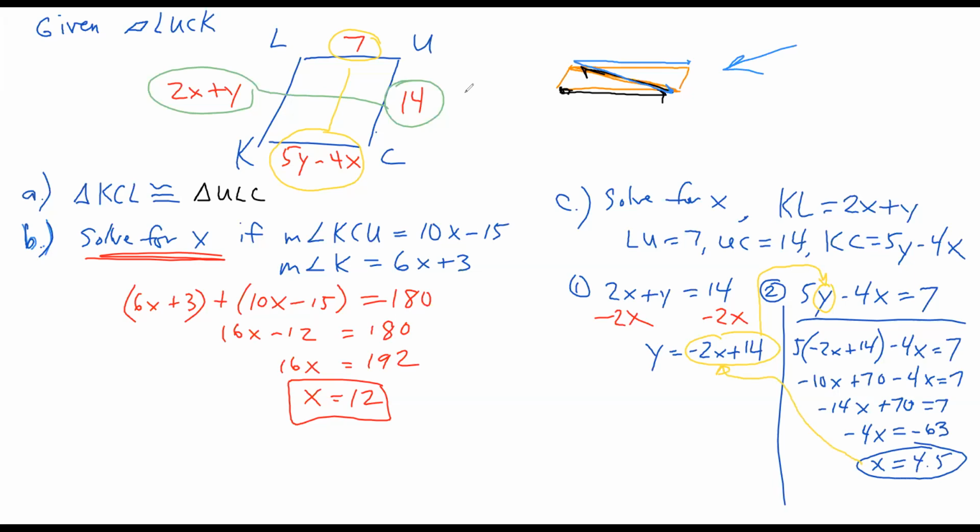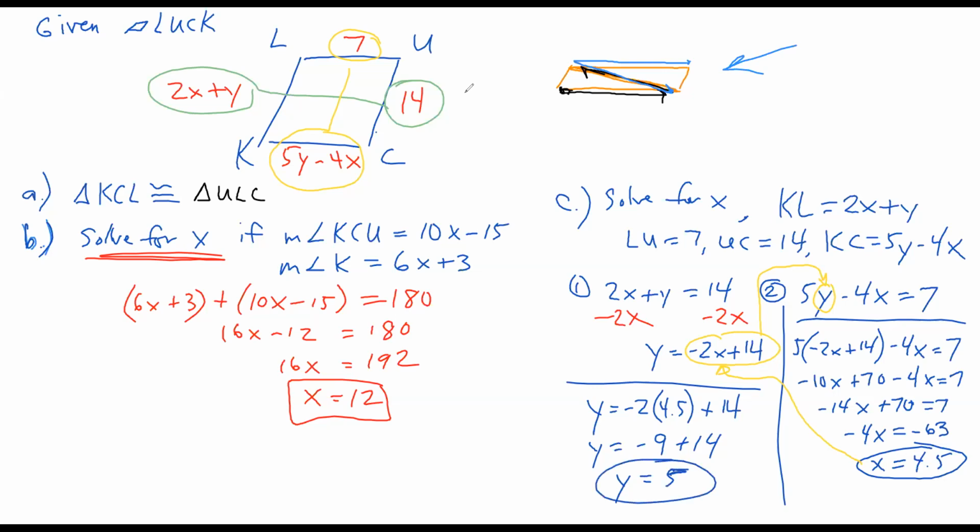So now we have y equals negative 2. Plug that x in. That's 4.5 plus 14. So y equals negative 9 plus 14. y equals 5. So now you have both values. You have the x and the y. You could even write them as an xy pair if you wanted to. It's 4.5 comma 5 would be our solution.